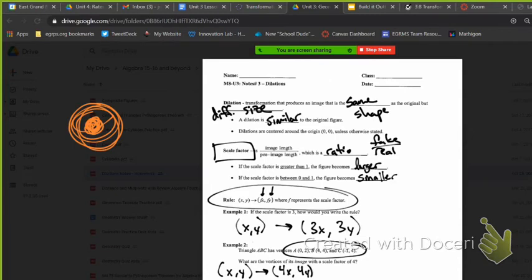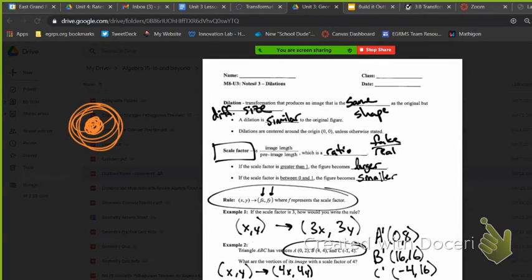So here are my new points. A prime, if I multiply everything by 4, I get 0 and 8. B prime, who can give them to me? Someone else. I think that was Oliver. I can't tell. Someone else, give me B prime. 16. Thank you. So times 4, times 4. Someone else, give me C prime. Negative 4, 16. Excellent. So what happens is you're going to multiply all your points by that, and this is a dilation over the origin.